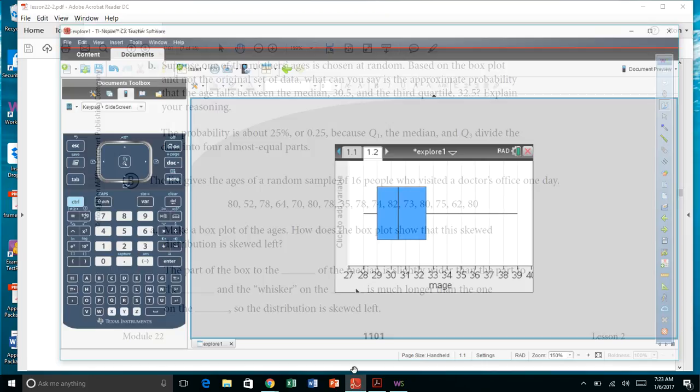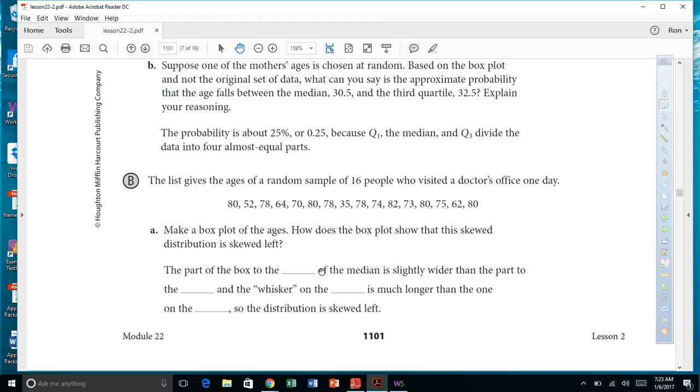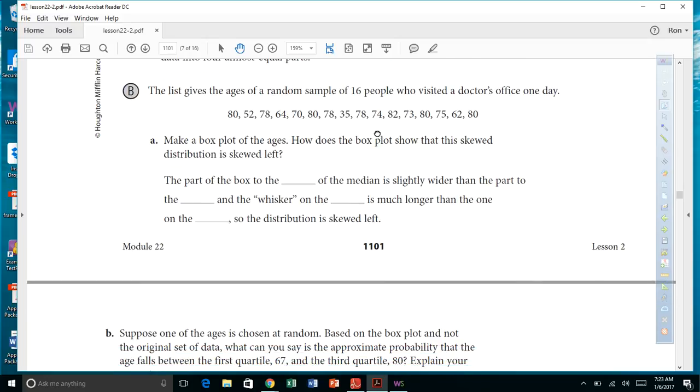Okay, so let's look at it. This has 25% of the data. That has 25% of that. That has 25%, and that has 25% of the data. Okay, that's the way it works. So the probability is about 25% because Q1, the median, and Q3 divide the data into 4 almost equal parts.